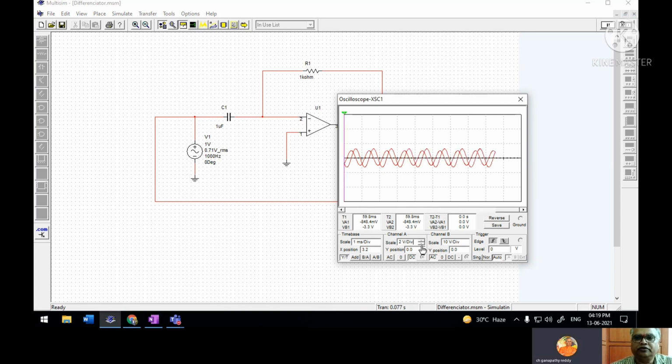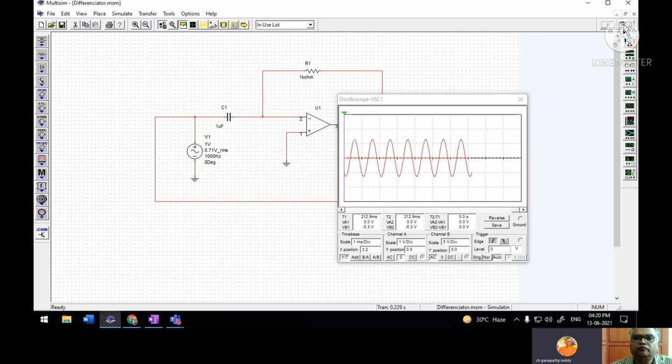First, let us keep only the input, 1 volt per division. Output is 0. So input is 1 volt. Next, let us see only the output. This is the output, 10 into 0.6. Otherwise, let me take 5. Top. If I keep this cursor here, it is giving 6.2 volts.